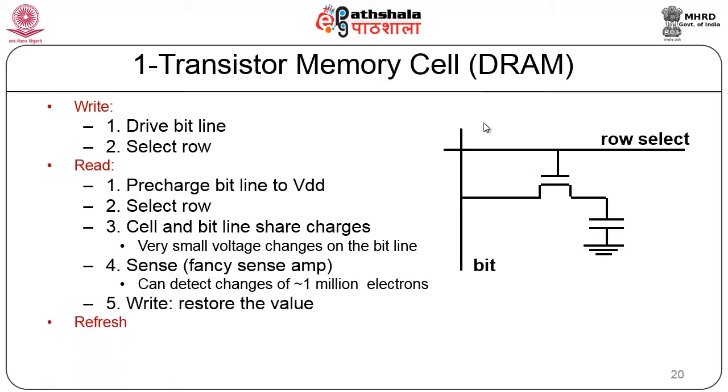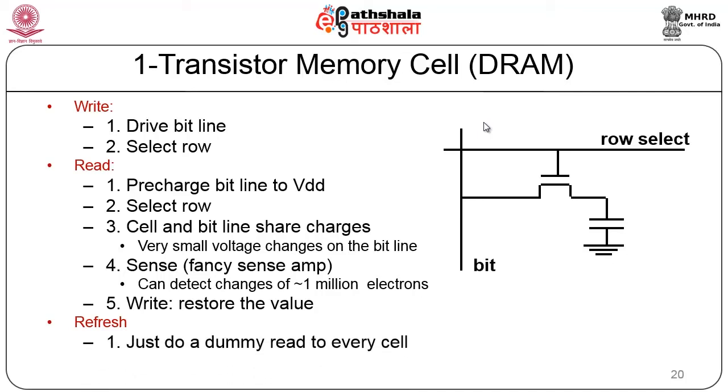You will have to pre-charge the bit line to VDD, and here the cell as well as the bit line share charges. Very small voltage changes on the bit line are sensed, and for reading purposes you have a sense amplifier which can detect a change of about 1 million electrons, and that change is sensed and gives out a data of 0 or 1. And every time you do a read operation, you will have to write by restoring the value.